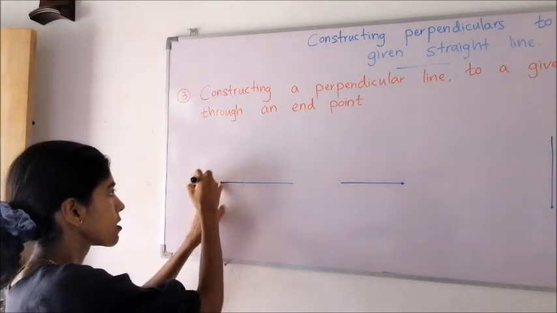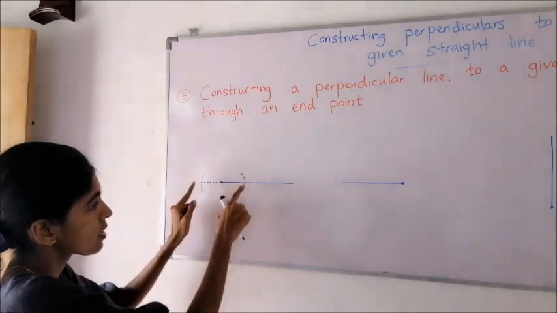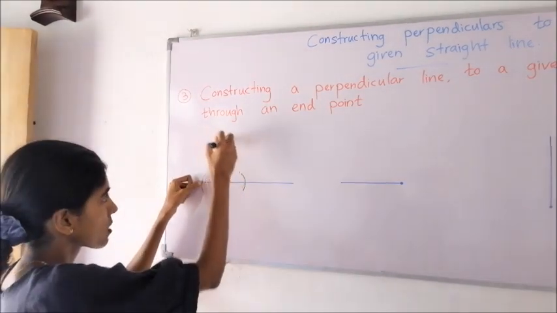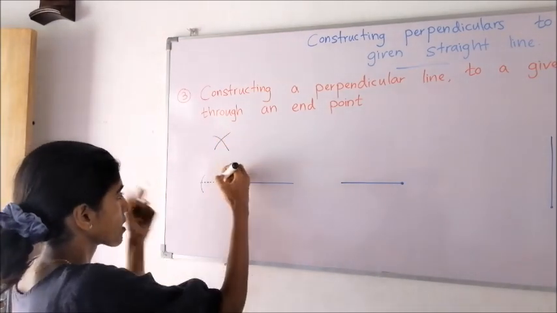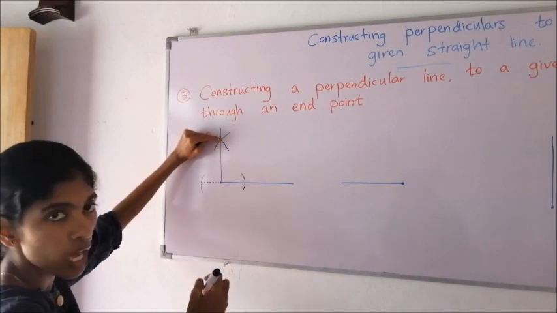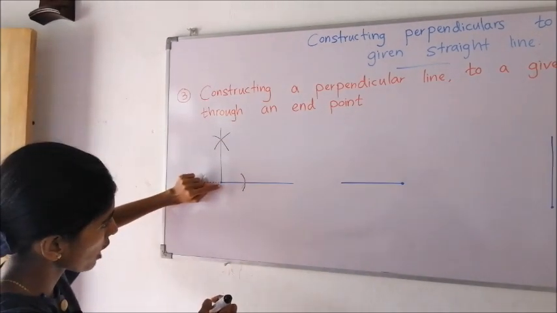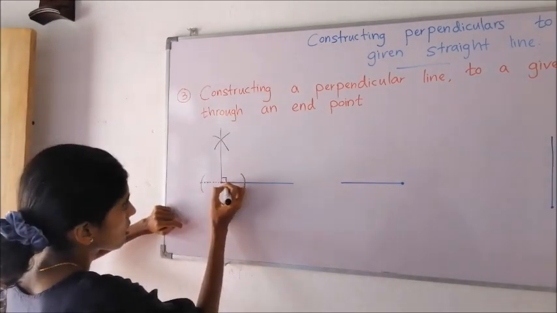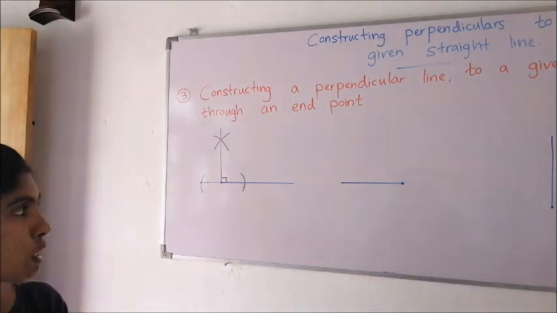From either sides, draw 2 arcs. Then from these 2 points again, you can draw another 2 arcs and then join the new intersection point of the arcs and the end point. Then we can get the perpendicular line.